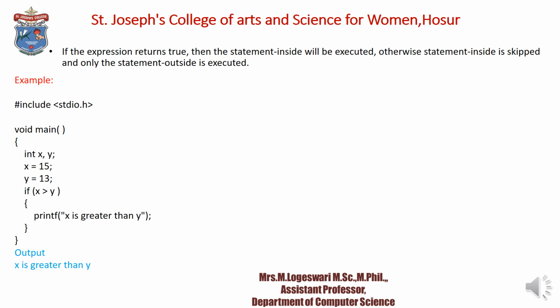Inside the statement, what is there? A printf, which prints x is greater than y. So what is the output? x is greater than y. Suppose you give the value of x as 10, this condition will be false, and control automatically moves to the outside of the statement. It is automatically skipped inside.